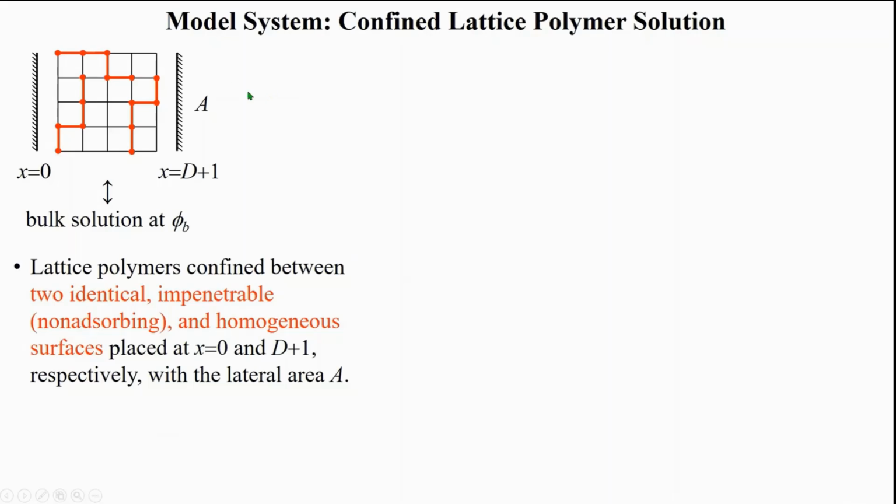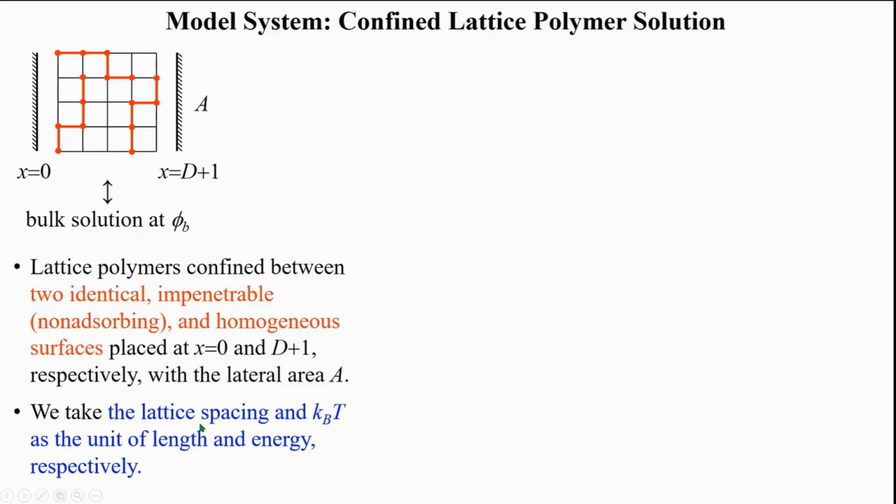We consider a model system of lattice polymers confined between two identical, impenetrable, and homogeneous surfaces, placed at x equals 0 and d plus 1 respectively, with the lateral area denoted by A. The confined system is in equilibrium with the bulk solution at the polymer volume fraction denoted by phi_b. Also, we take the lattice spacing and kBT as the unit of length and energy respectively.